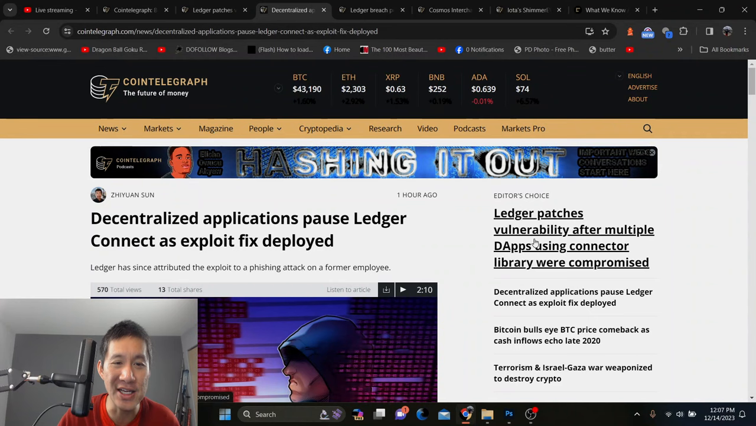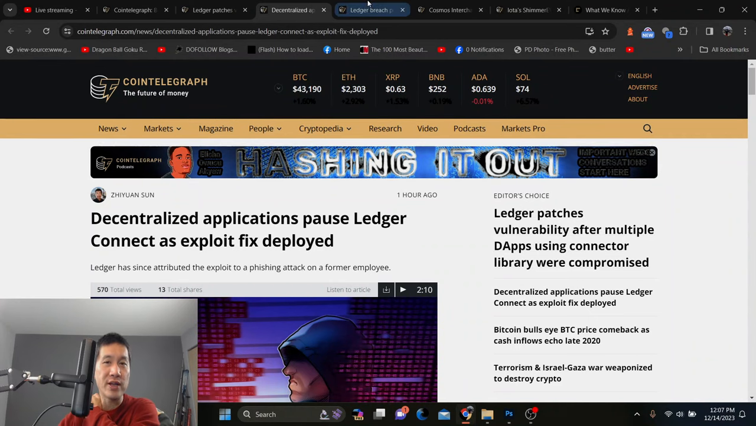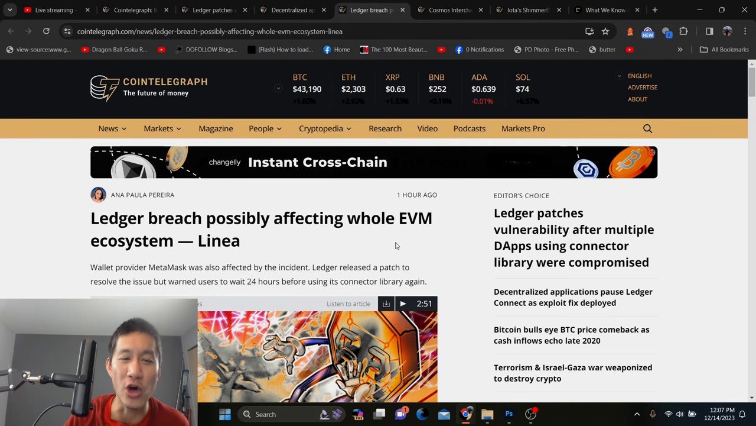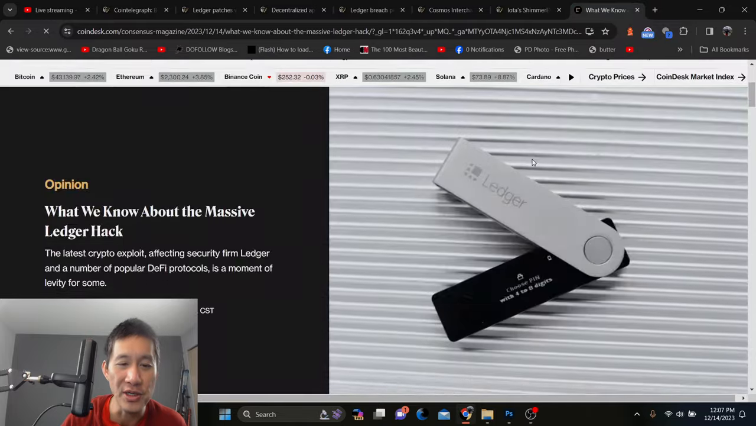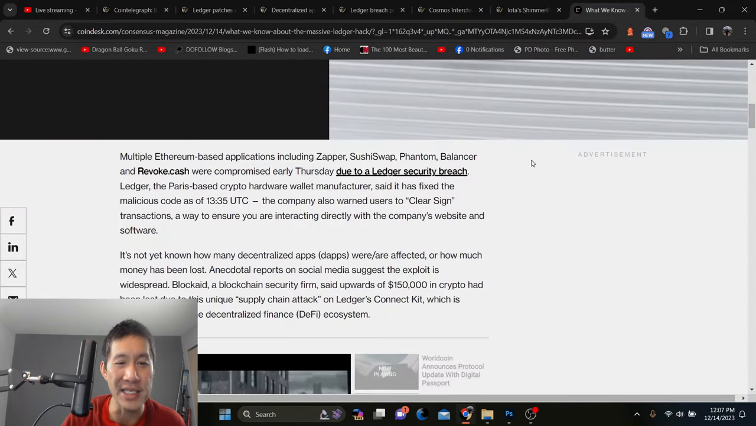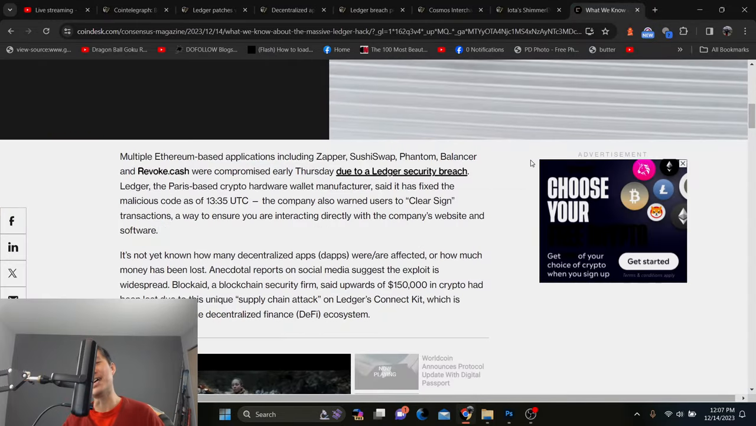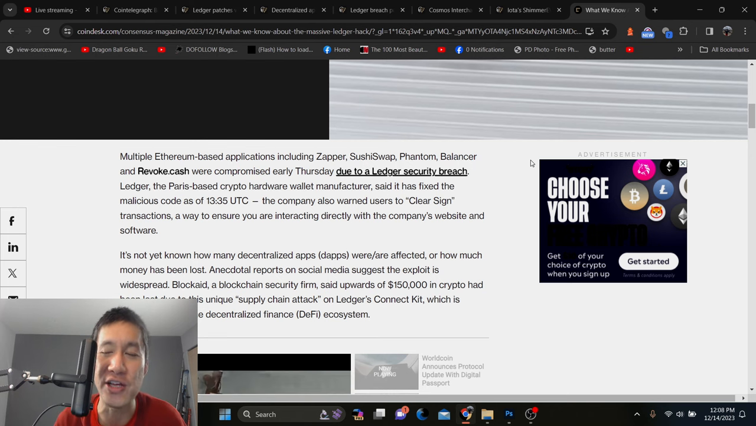So essentially, decentralized applications pause Ledger Connect as exploit fix deployed. Ledger breach possibly affecting the whole EVM ecosystem. And we have also, you know, what we know about the massive Ledger hack. This is on multiple Ethereum-based applications, including Zapper, SushiSwap, Phantom Balancer, and Revoke.cash. They were compromised early Thursday due to a Ledger security breach.